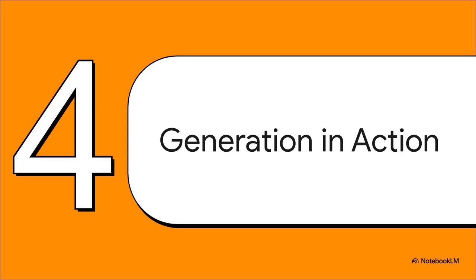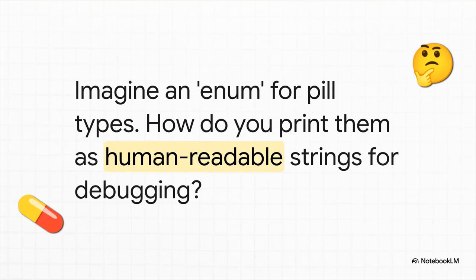All right, enough theory. Let's make this real. We're going to look at a classic, super concrete example to see how this all works in practice. This example actually comes straight from Rob Pike's original blog post on the topic. Imagine you've got a set of integer constants that are basically acting like an enum, in this case for different types of pills.